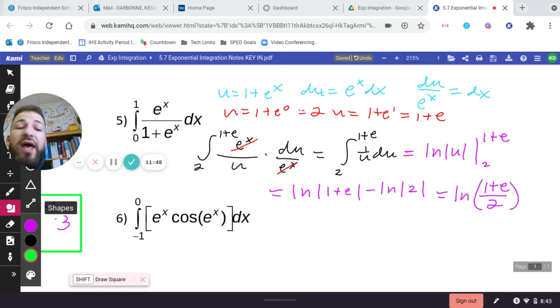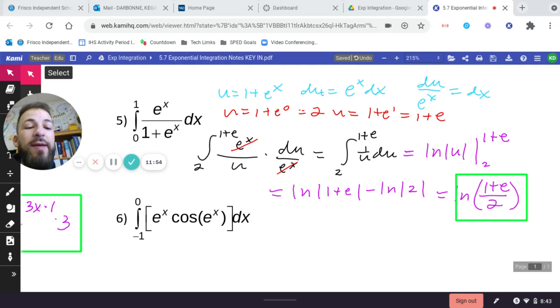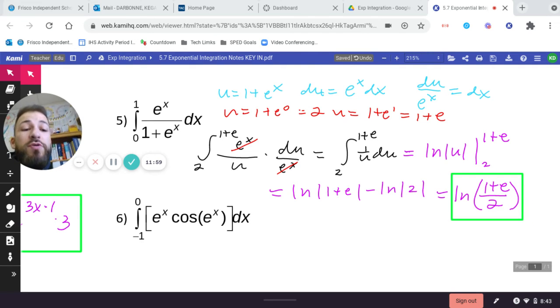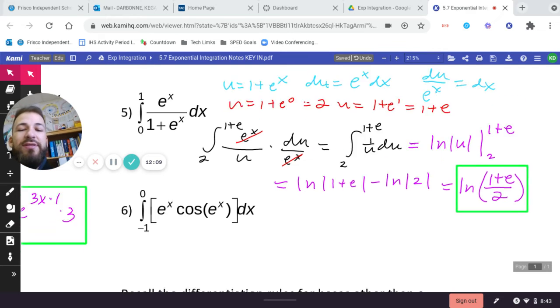Now, you don't have to do that. Once again, if this was a free response question, as soon as you plugged in your b and your a, so this first step, natural log of 1 plus e minus natural log of 2, you're correct. So you can leave that if this is free response. I would assume probably if this is multiple choice, they would finish it out by combining it. So just trying to show you all those avenues.